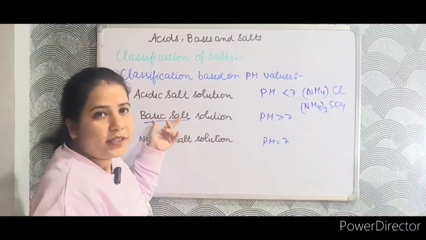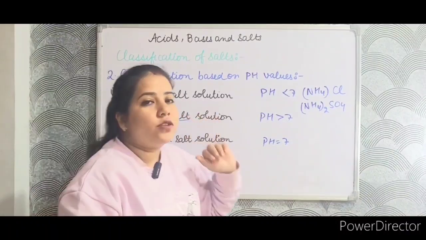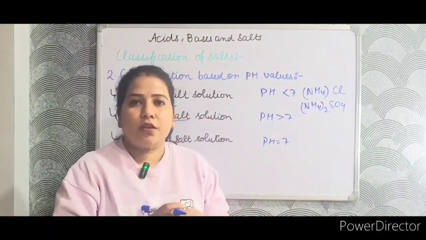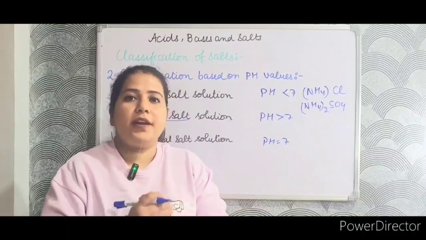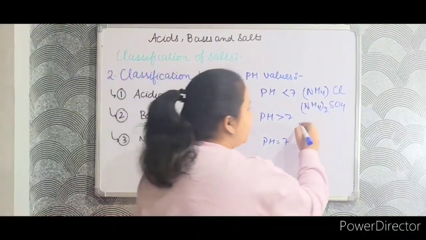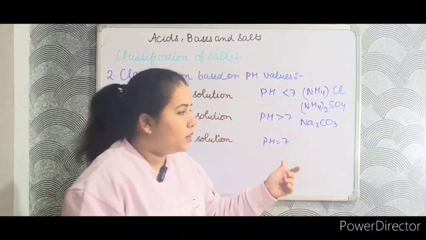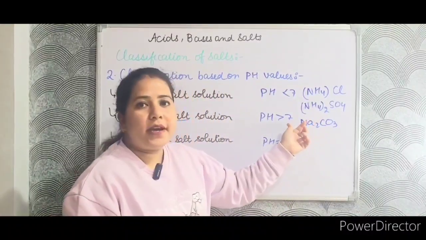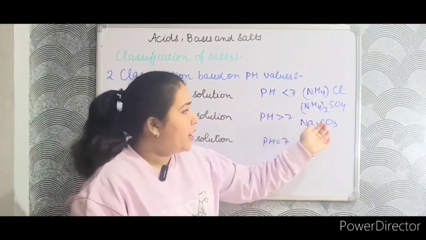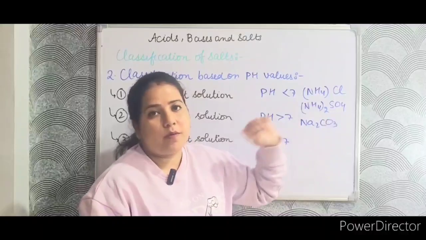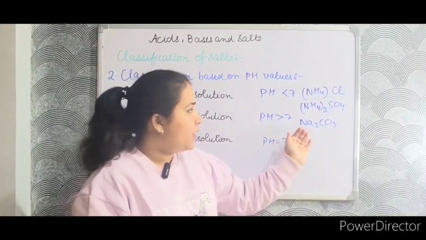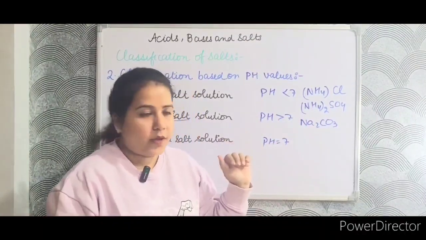Next is basic salt solution. The salt solution which is formed by reaction of a strong base and a weak acid. For example, Na2CO3. Now this salt is prepared by reaction of NaOH and H2CO3. Carbonic acid is a weak acid and NaOH is a strong base.